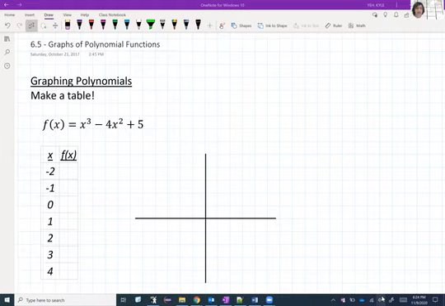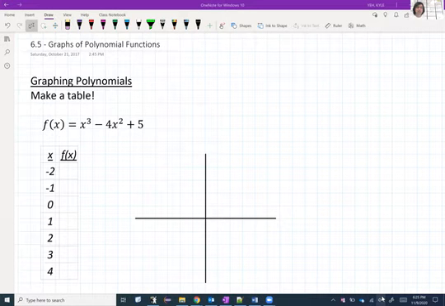So by hand, the first thing we need to know is when we're making a graph of a polynomial, you can never go wrong with making a table. Now, right here, f of x equals x cubed minus 4x squared plus 5. Before I start making the table, there is something important that you want to realize. And that is, what is this graph going to look like? Because we need to know when we can stop our table.